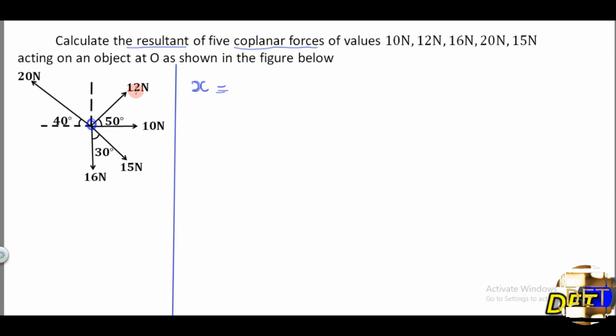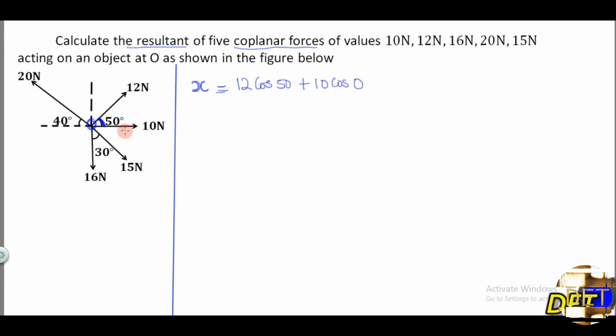These forces will always act towards the horizontal line. They will act towards the horizontal line, and they will not cross the vertical line, right? So for this first force, which is 12 Newton, it will act towards this horizontal line. The angle at which it will act is what? 50 degrees. So for the horizontal component, we use cos theta, right? So that will be 12 cos 50 plus the next force that I have, which is 10 Newton. 10 cos 0.